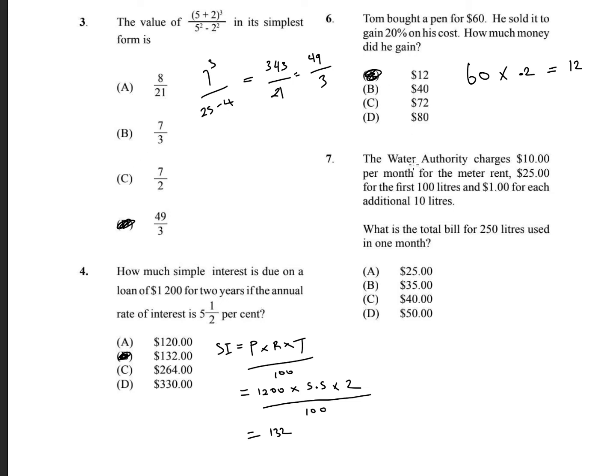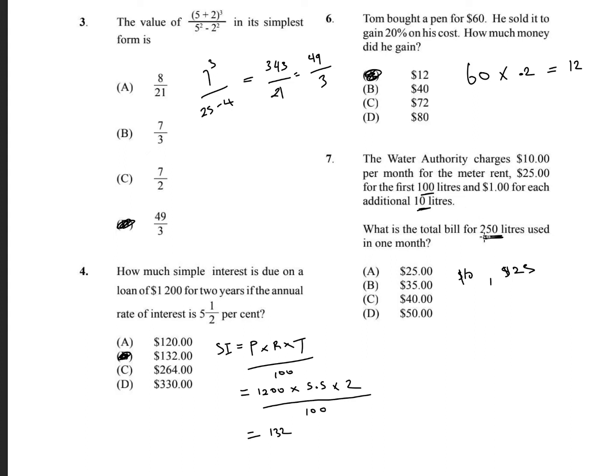Number 7. The Water Authority charged $10 per month for the meter rent, $25 for the first 100 liters, and $1 for each additional 10 liters. What is the total bill for 250 liters used in 1 month? What I want you to identify with this question is that the Water Authority is charging a base rate of $10 for using the water meter. They're charging $25 for the first 100 liters used. And they're charging $1 for each additional 10 liters after the first 100 liters.